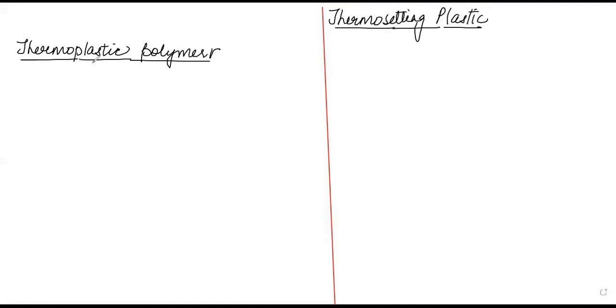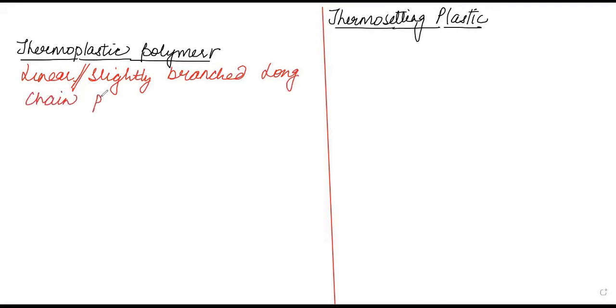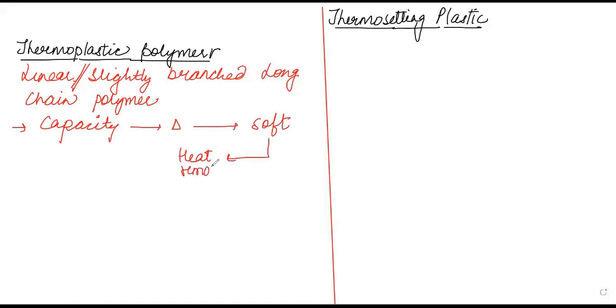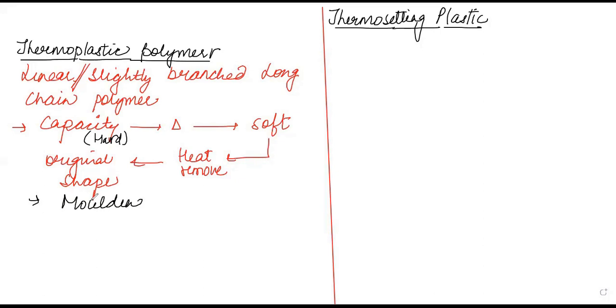So thermoplastic is linear or slightly branched, a long-chain polymer that has the capacity that if you heat it, it becomes soft, but if you remove the heat, it comes back to its original shape. So two processes are there: if we are heating, it is turning soft. Initially it was hard, but whenever you are heating it turns soft, and whenever you remove heat it comes back to the shape. So we can say here molding and demolding are there.